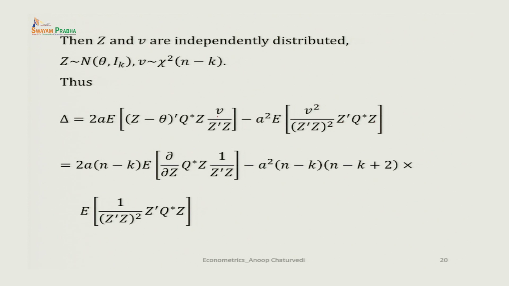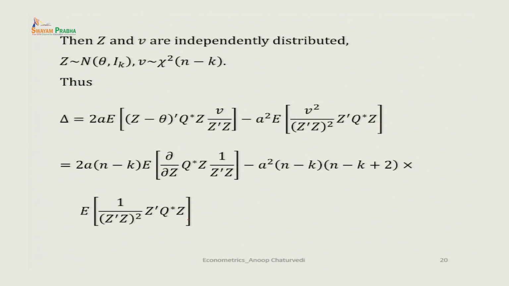And since v follows chi square distribution independently of z, the expectation of v is equal to n minus k, and the expectation of v square is equal to n minus k plus 2. And then here we use Stein's lemma. So, we can write the expectation of z minus theta transpose q star z into 1 upon z transpose z in this form, del over del z of q star z, 1 upon z transpose z, and then we have this second term here.